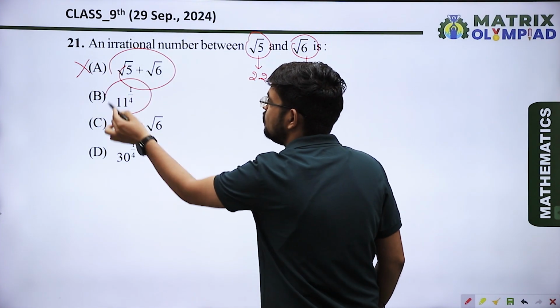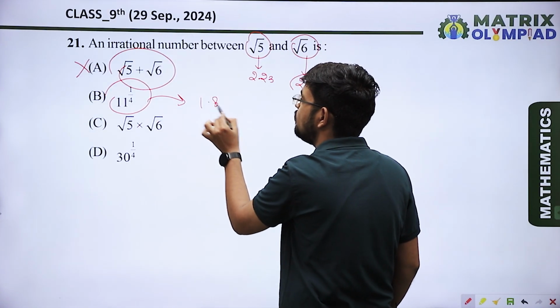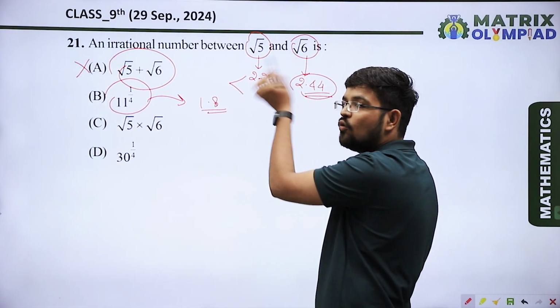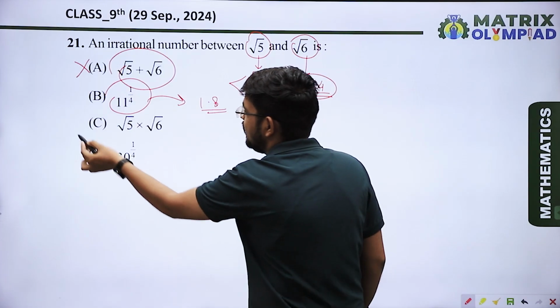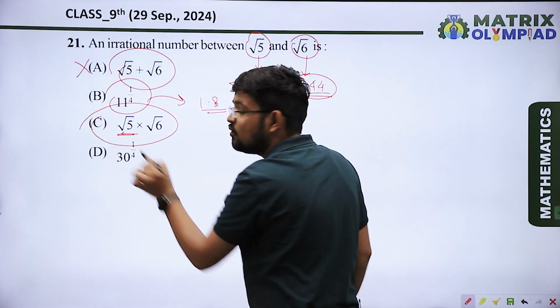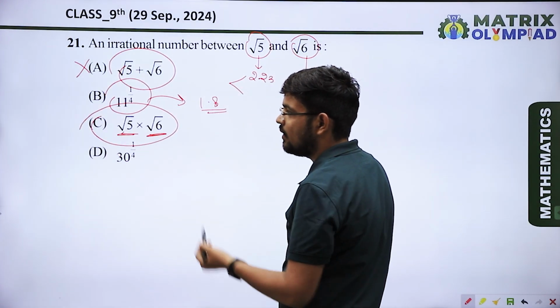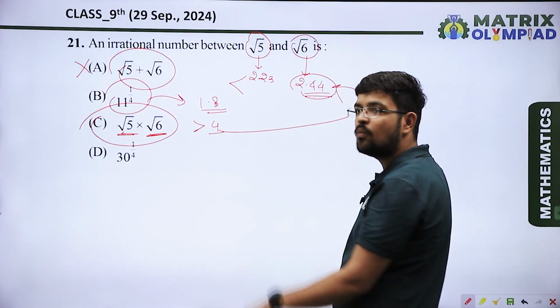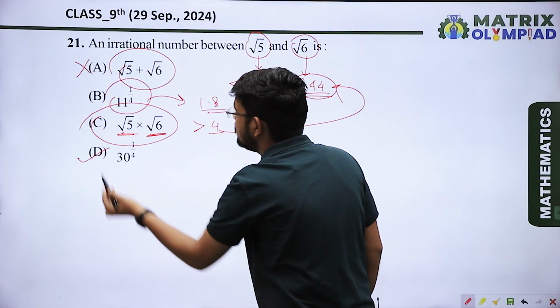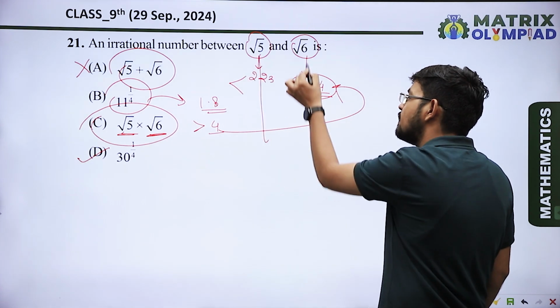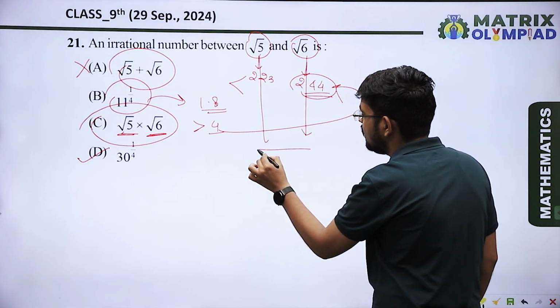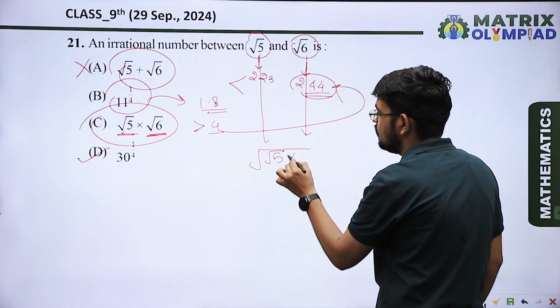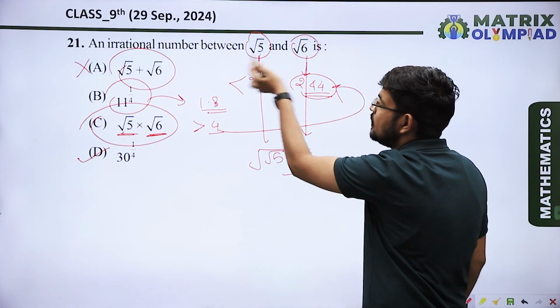The value of 11 raised to power 1 by 4 is approximately 1.8. It is less than 2.23. And the multiple of this number is greater than 2. This number is greater than 2, so the multiple of this number is greater than 4. It is also greater than 2.44. And about this option, when we check, if two numbers are given to you, then the root of their multiple lies between these two numbers.